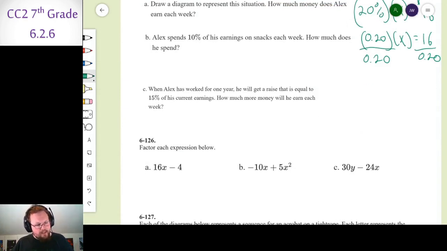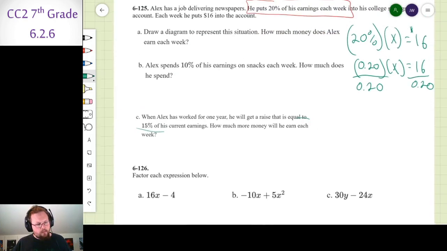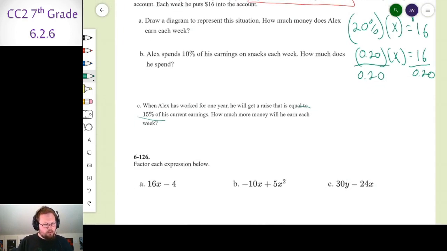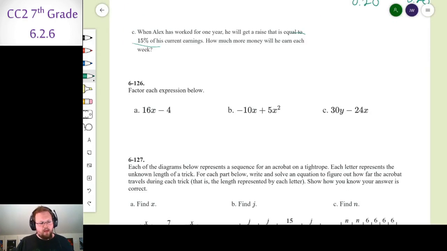If he gets a raise that's equal to 15%, figure out the current amount, which is the 100% bar, and then multiply that by 0.15 to figure out how much more he's getting every week. Okay.